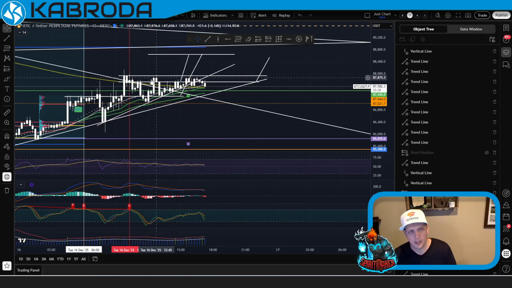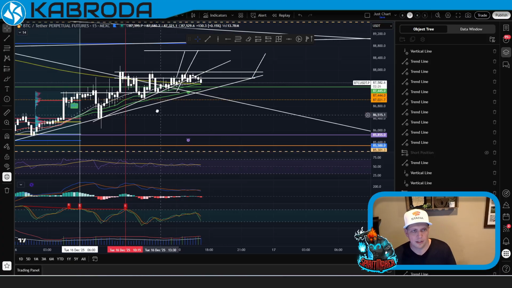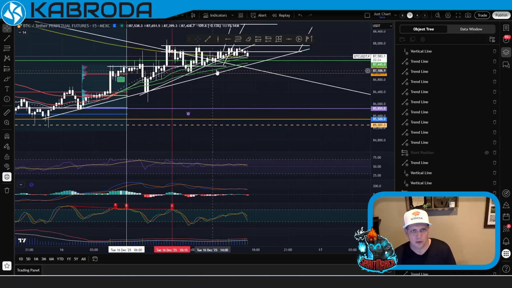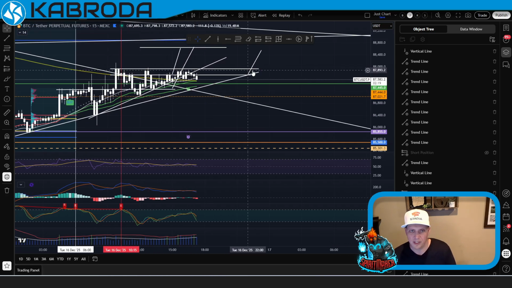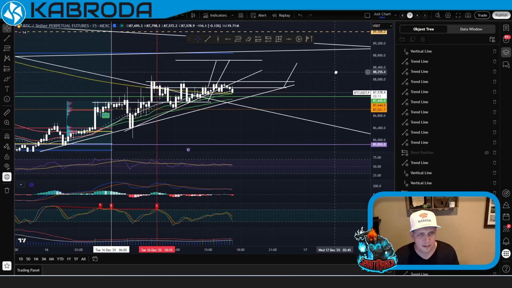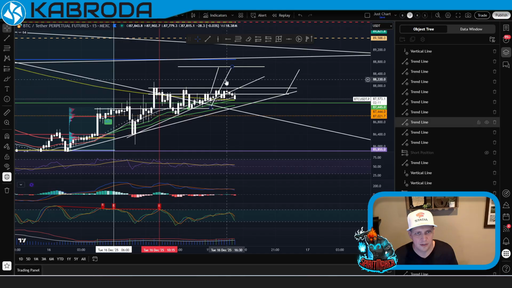We have this bigger flag that I kind of drew here from the start of the day. I drew this other one, which was right here. And then I went in and said, well, this could be still a bigger flag here, and we could trade back down and then catch this back again. But even if it does, I'll reanalyze it.